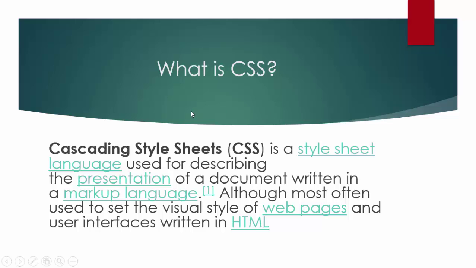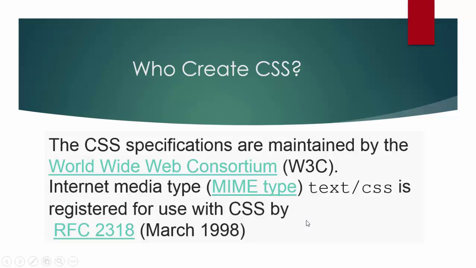Okay, what is CSS? The elaboration of CSS is cascading style sheet. Basically, we use CSS for styling HTML content or HTML tags. This is used for styling. So there's a formal definition: the visual style of the web page, the user interface written in HTML. So who created CSS? The W3C created CSS, which stands for World Wide Web Consortium.